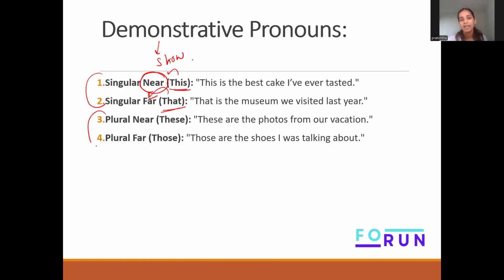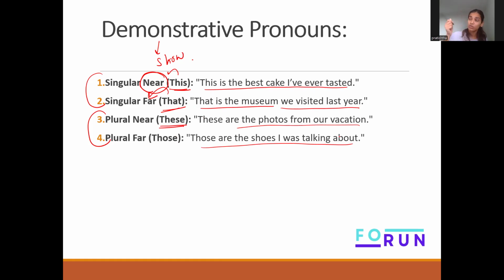This is singular. Then we have plurals. Similarly, for near plural things, these cups that are on my table, those cups that are on the other table, probably in the other room, right? So these and those. So let's see. This is the best cake I have ever tasted right now here in front of me. That is the museum we visited last year. So that museum last year, right? Far distance. These are the photos from our vacation. Probably I'm showing it right now. These are the photos from our vacation. Those were the shoes I was talking about. So those ones, right? I was talking about it a long time back.